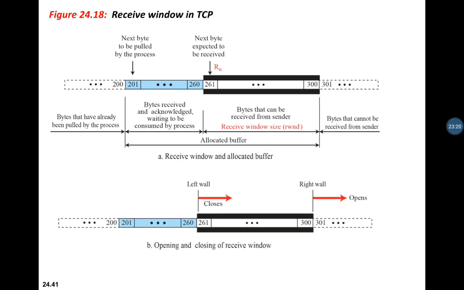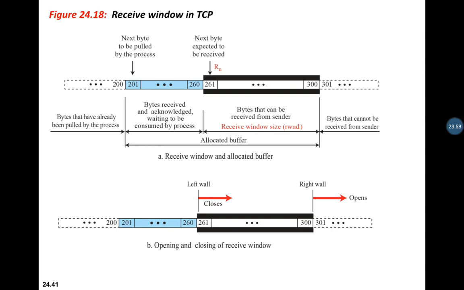We can see in the diagram the receive window. Here we can see 201, which is the next byte to be pulled by the process. Here Rn tells that it is the next byte expected to be received, and this is said to be the receive window. The bytes outside here are the bytes that have already been pulled. Second is bytes received and acknowledged, waiting to be consumed by the process. The third is bytes that can be received from the sender. And the last is bytes that cannot be received from the sender.